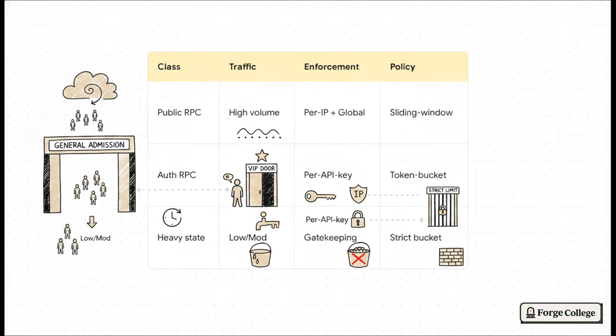A public read RPC, like, say, get balance. That's high volume but highly cacheable. So we send them to the general admission door with a per IP and global sliding window policy. Pretty standard. But an authenticated user RPC, like fetching an account's history, that's moderate traffic tied directly to an API key, they head straight to the VIP door with a per API key token bucket. And what about heavy state-changing RPCs? They might be low traffic, but man, they have high impact. So they get the absolute strictest token bucket possible, rejecting anything over the limit immediately.